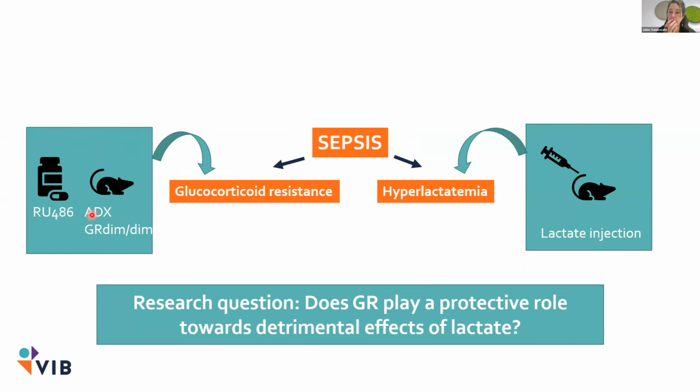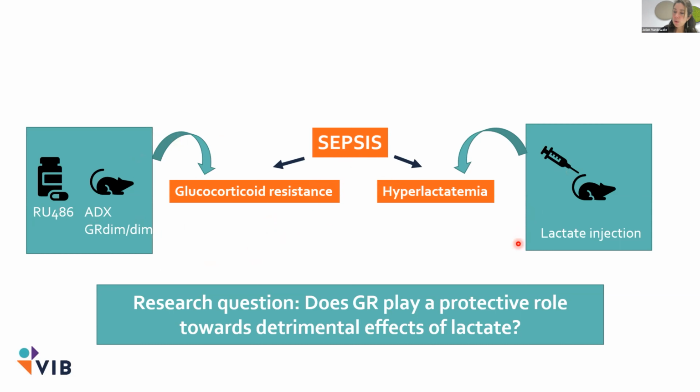We also introduced hyperlactatemia by injecting lactate into the mice, so an IP injection of lactate. So instead of sepsis, which leads to glucocorticoid resistance and hyperlactatemia, we just look at, according to us, the two most important targets in sepsis, GR resistance and hyperlactatemia, which we introduced via another way than sepsis.